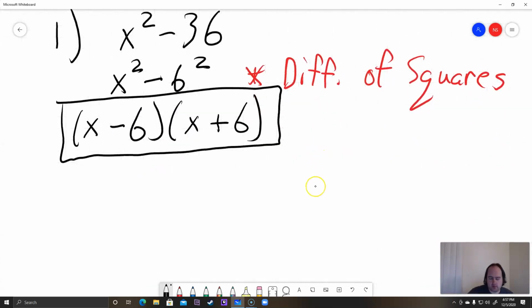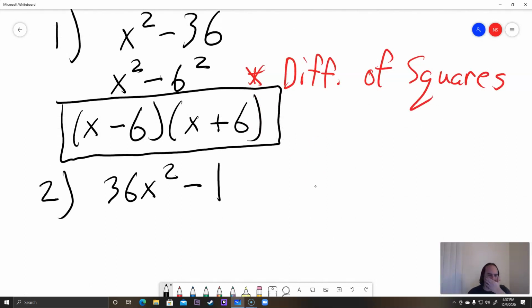Okay, so for number 2, let's take a look at 36x squared minus 1. So once again, when you see a square there, that means you want to use the difference of squares. But the tricky part here is you have to write the first term as something squared and the second term as something squared. And this one is not really written the proper way yet. So we need to write it as something squared, I'll put parentheses, minus something else squared.